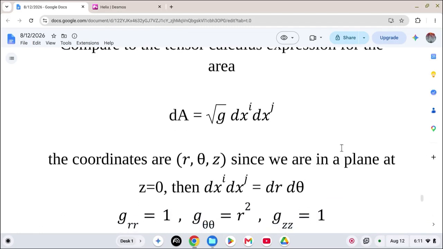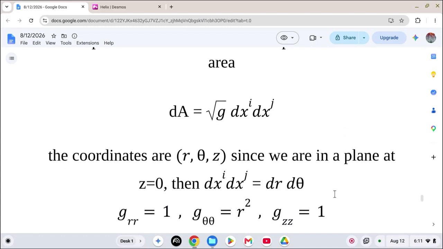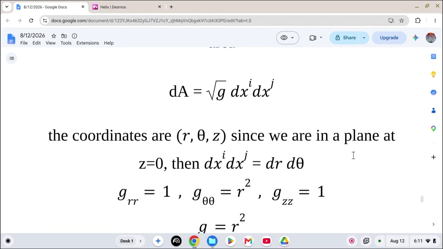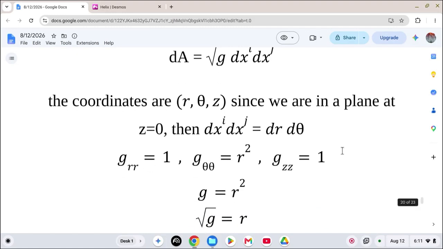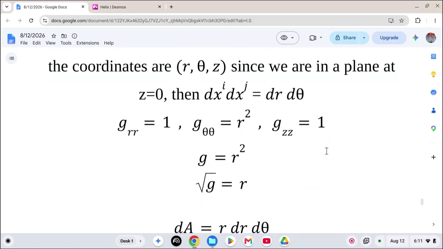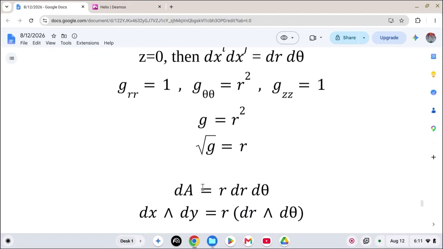And what is the metric tensor in cylindrical coordinates? g_rr is 1, g_theta theta is r squared, g_zz is equal to 1. What's the determinant of that? It's r squared. What's the square root of that? Just r. So they look very similar.